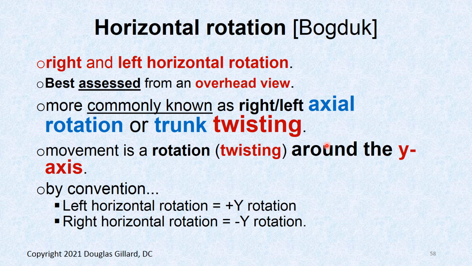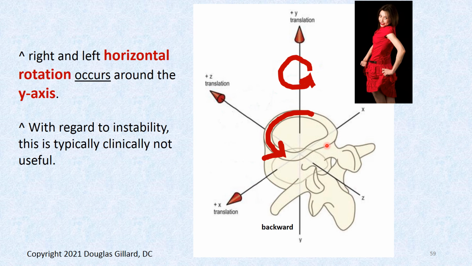By convention, again, I'm not going to test you on this, but left horizontal rotation is denoted plus y or y plus. Right horizontal rotation is denoted y minus. Right, so here's our pole, our y-axis, and we should be more overhead to see this, but we're kind of oblique here. But twisting, we have right and we have left horizontal rotation.